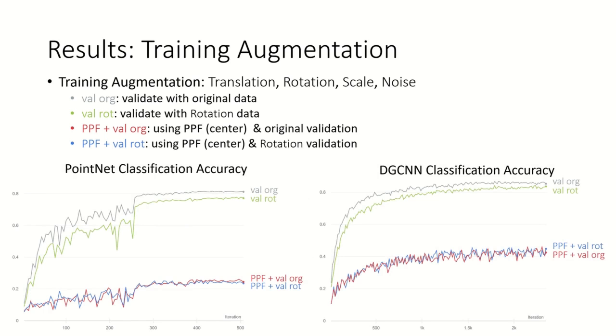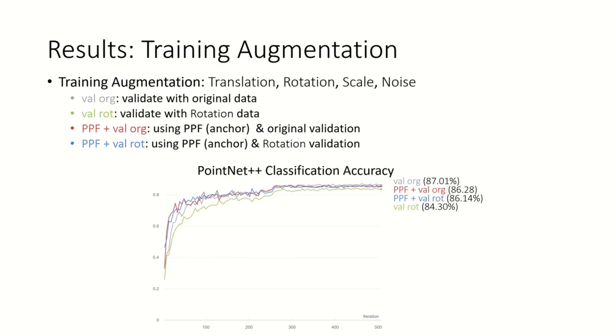We can see that when we use training augmentation, PPF harms the performance. We hypothesize that it is because we sample a single reference point for the whole point cloud, and training data augmentation will constantly change the reference point, which confuses the network learning.